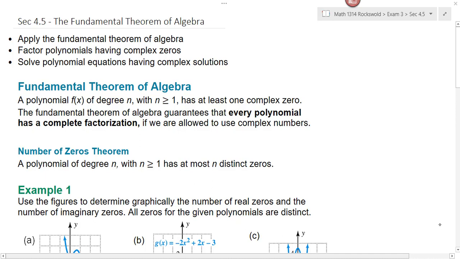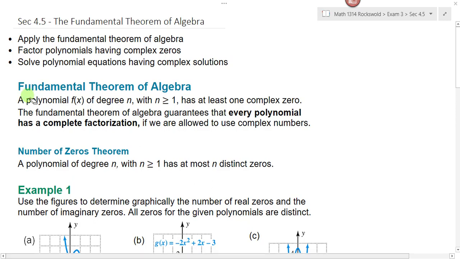Alright, section 4.5 is the fundamental theorem of algebra. The fundamental theorem of algebra basically says that anytime you have a polynomial function with any given degree, you can write that polynomial as a product of linear factors as long as you're able to use the complex numbers.